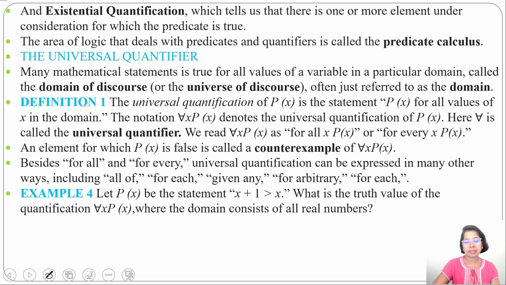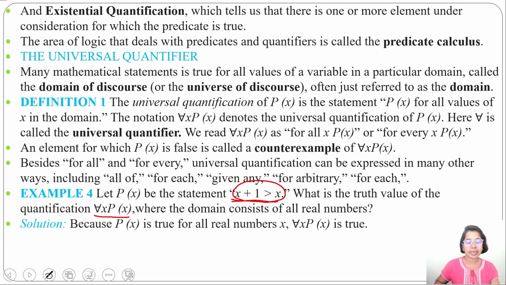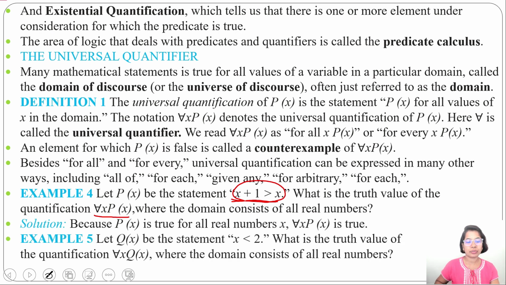Let P(x) be the statement x plus 1 greater than x. What is the truth value of the quantification for all x P(x), where the domain consists of all real numbers? This is true for all values of x when x is a real number. So you can say for all x P(x) is true.